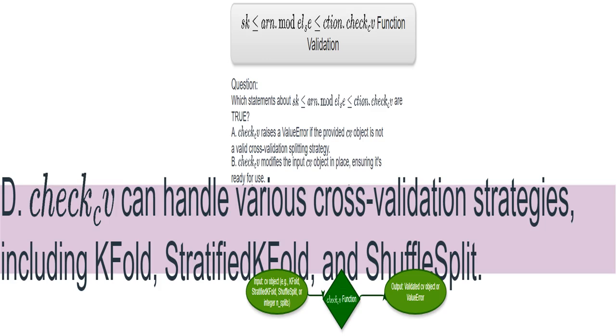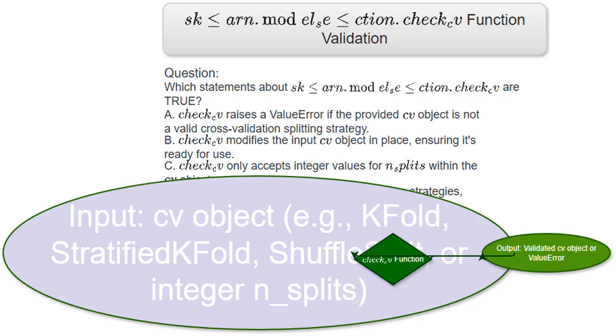"check_cv" function takes as input, a "cv" object. A "cv" object specifies the type of cross-validation splitting to use, such as "k-fold", "stratified k-fold", etc. This specifies how your data will be divided into training and testing sets for cross-validation. This simply labels the function under discussion.